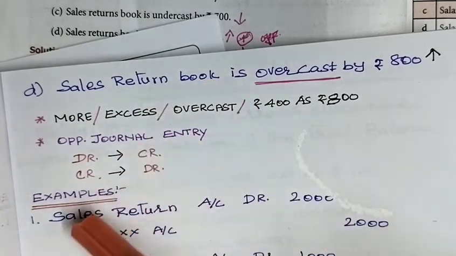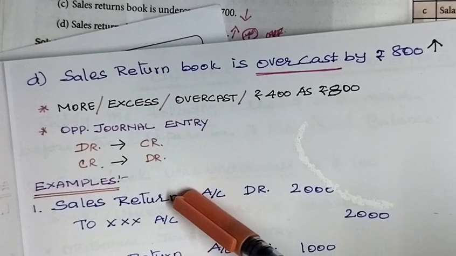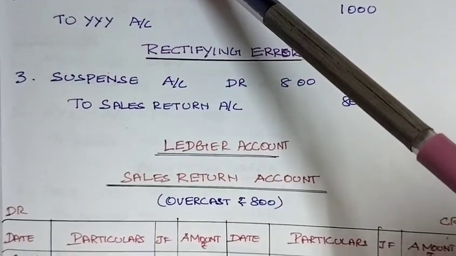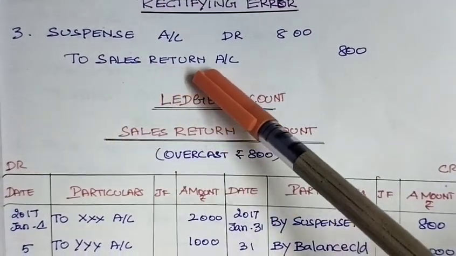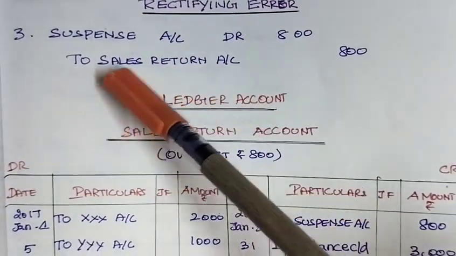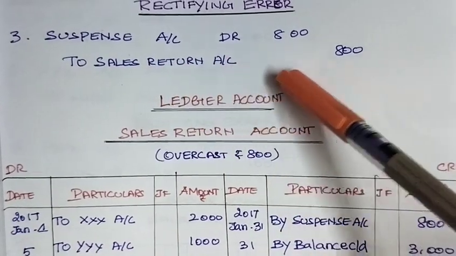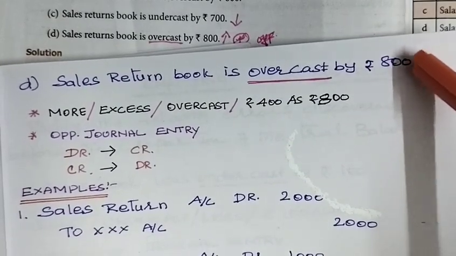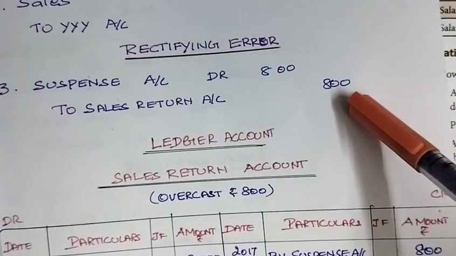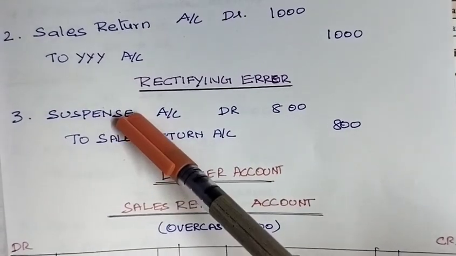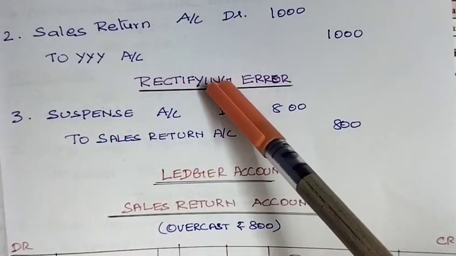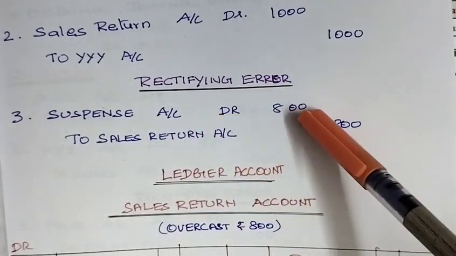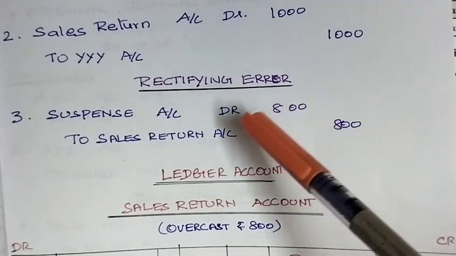In the original journal entry, the sales return account shows on the debit side. In the opposite, to rectify this error, you have to write the sales return account on the credit side. So the sales return account is to be credited. How much rupees? 800 rupees. The given 800 rupees we have entered here. Then what is the opposite account? To rectify this error, you have to use the suspense account. You have to create the suspense account for 800 rupees. So we created it.